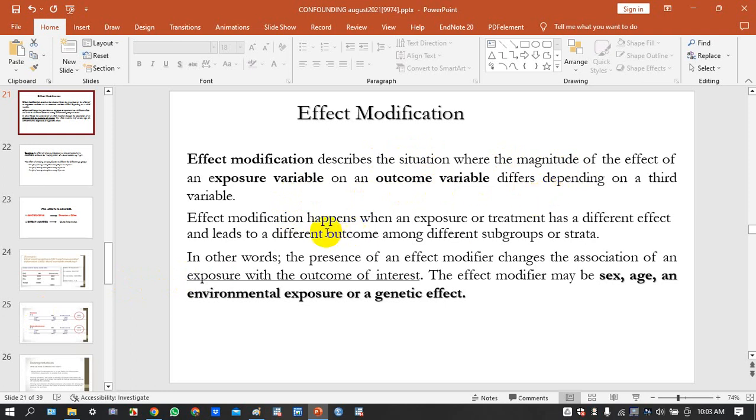For instance, effect modification happens when an exposure or treatment has a different effect and leads to a different outcome among different subgroups or strata. In other words, the presence of an effect modifier changes the association of exposure with the outcome of interest. So the effect modifier can be sex, age, an environmental exposure, or a genetic factor.